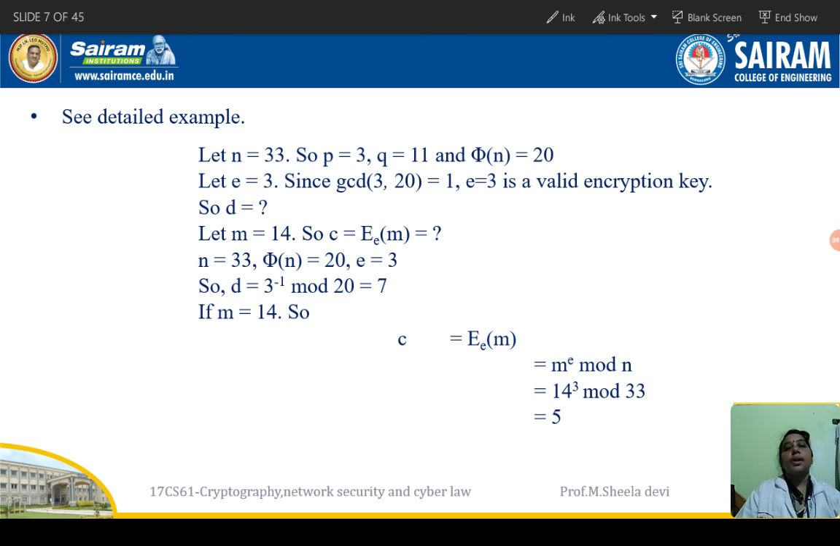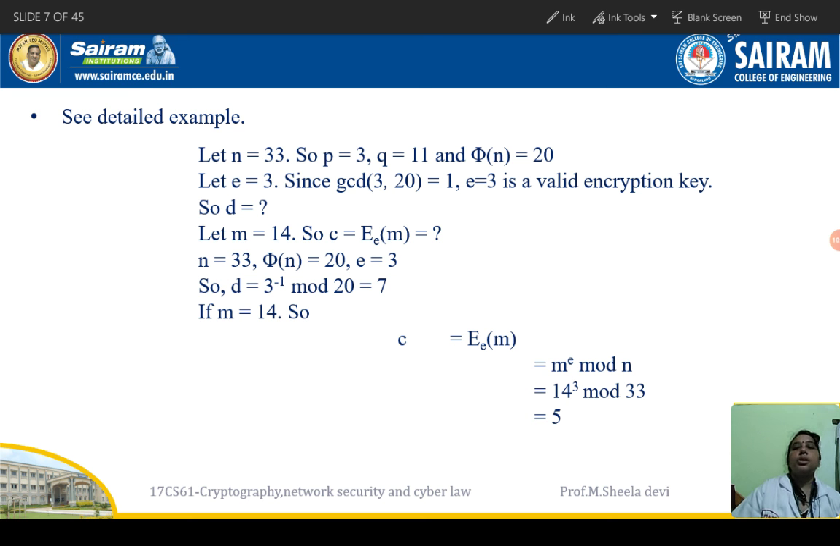So we'll see an example of the RSA algorithm. Let n be equal to 33. As the algorithm says, first we take two random integers, p and q. Here they have taken p and q as 3 and 11, and n is nothing but p into q. 3 into 11 is equal to 33, so n is equal to 33. And phi of n is equal to p minus 1 into q minus 1, that is 3 minus 1 is 2 and 11 minus 1 is 10. So 2 into 10 is equal to 20, which is phi of n. So the first step is over.